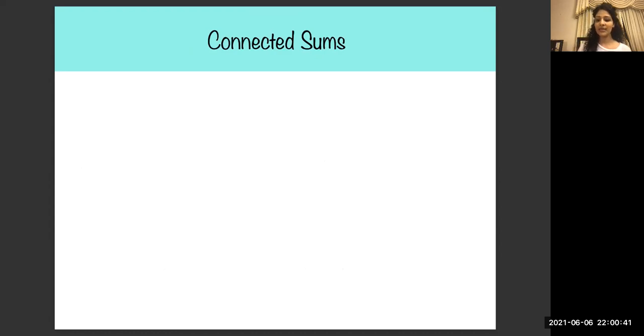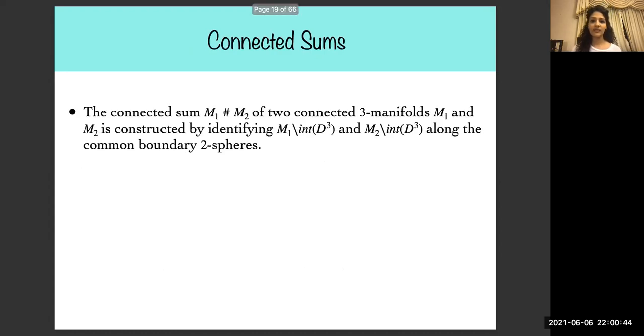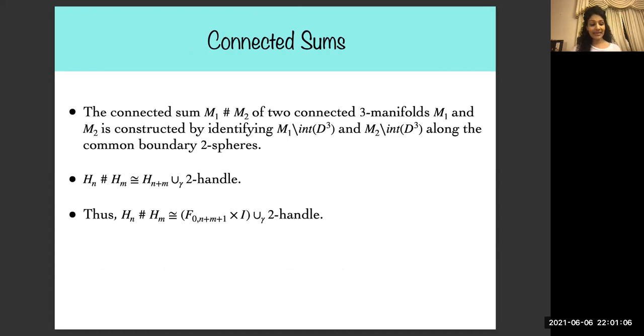So next we will talk about connected sums. So what is the connected sum of two connected three-manifolds? What you do is that you remove the interior of a three-ball from each manifold, and then you glue them together along the common boundary 2-sphere. And this operation yields what's known as the connected sum of these two manifolds, M1 and M2. An important thing to keep in mind is that the connected sum of a genus n handlebody and a genus m handlebody is homeomorphic to the genus n plus m handlebody with a two handle attached along some simple closed curve gamma.